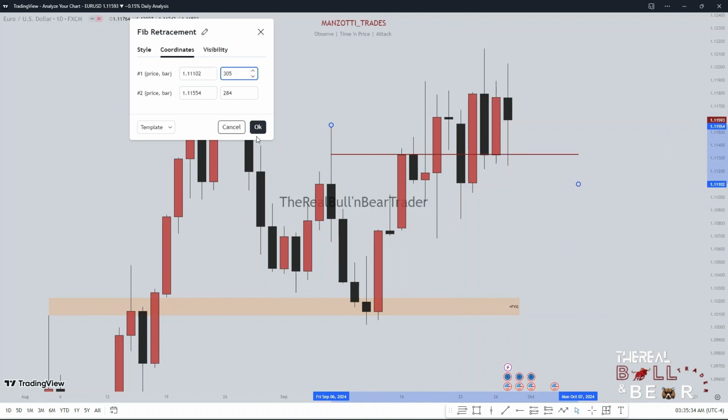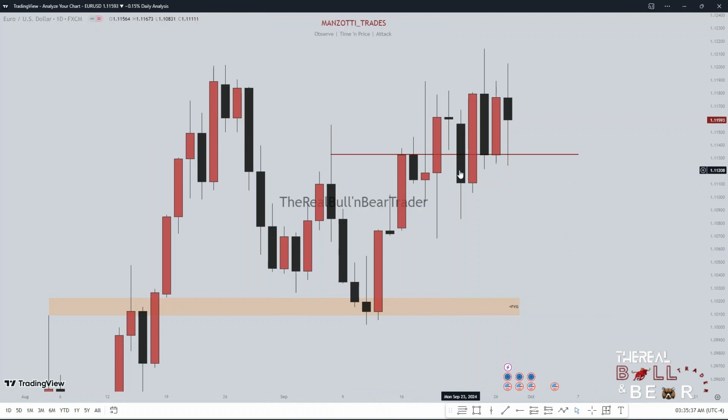ICT concept. This is what? It's a breaker. This 50% is what? It's a consequent encroachment. Above this 50% is premium, below it's discount. But this whole array is premium. It's a premium array. We know it as ICT students, right?